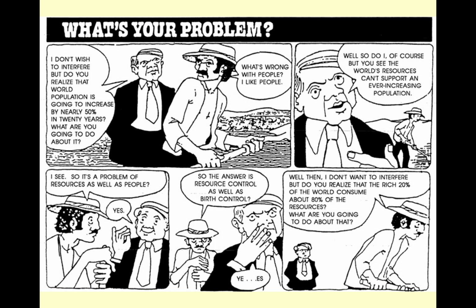So, interesting cartoon here. Basically, "I don't wish to interfere, but do you realize the world population is going to increase by nearly 50% in 20 years? What are you going to do about it?" Basically one has the idea that poor, underdeveloped countries, why are you having all these kids? And so the industrialized countries are blaming them, and then the one guy says that the rich consume 80%. So it's kind of on both sides here, I would say.